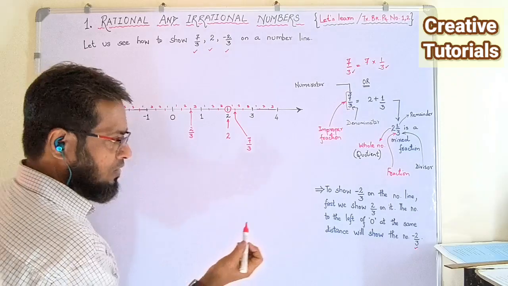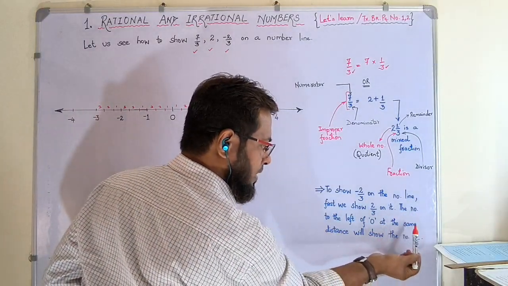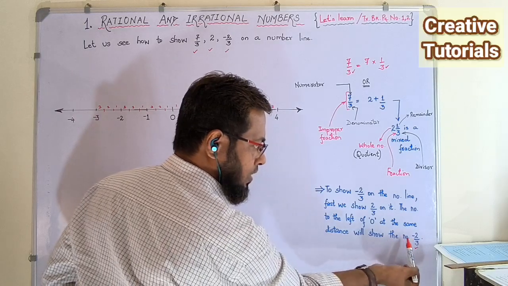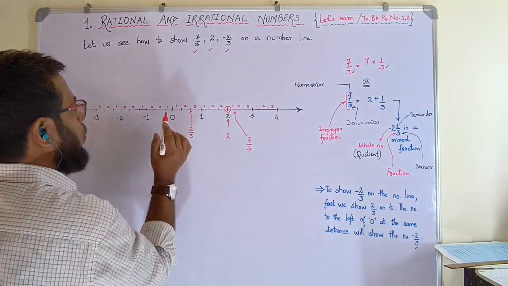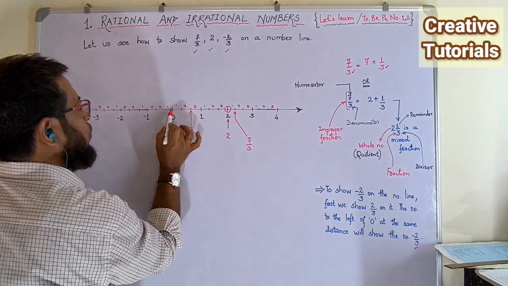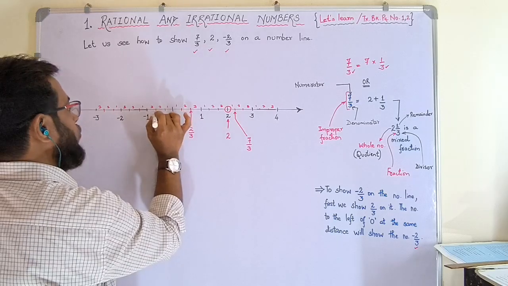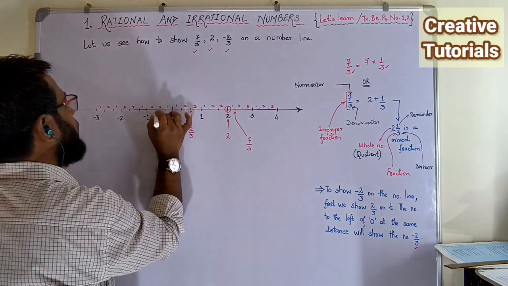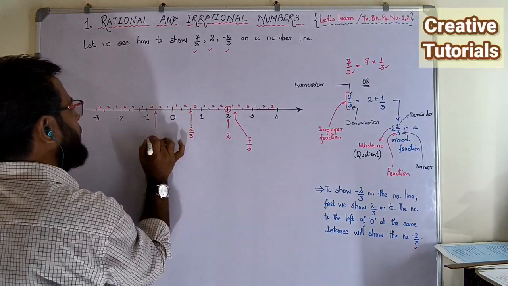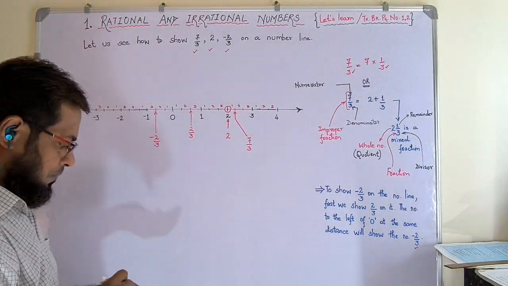Okay, so now we have said that the number to the left of 0 at the same distance will show the number minus 2 upon 3. So from 0 I have come 2 parts towards the right. So from 0 I will go 2 parts towards the left, and that will give me minus 2 upon 3. So 1 and 2. So this point is minus 2 upon 3.